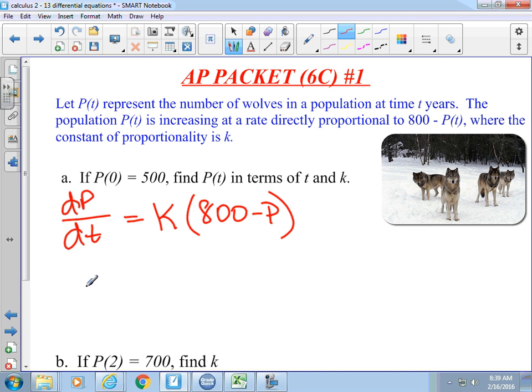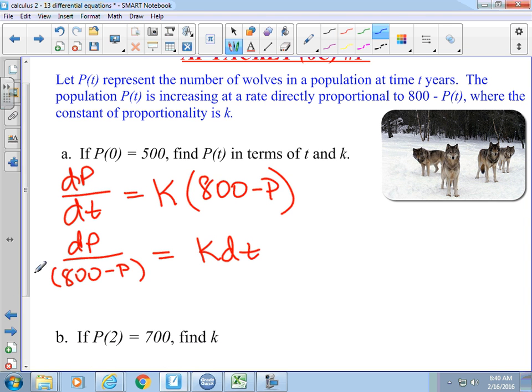How do I solve this differential equation? Separate the variables. Okay. I could put the k anywhere I want to, but remember, it's easier if it's not a fraction. Integrate both sides. I will tell you, this last year when I taught this, this was one of the most commonly messed up anti-differentiations, because people tried to do it in their head.